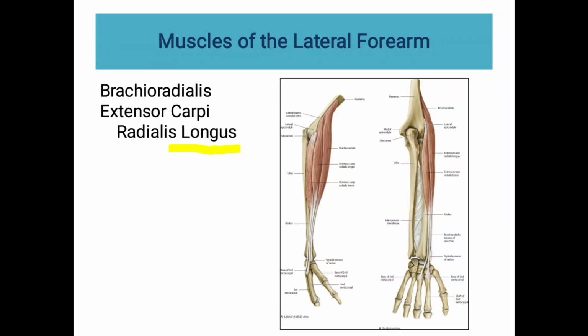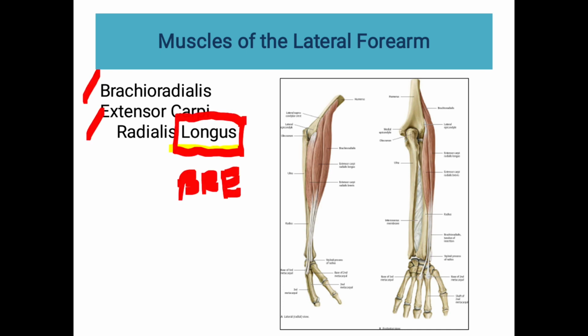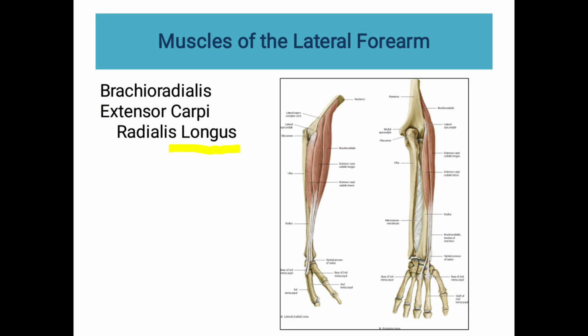Okay guys, so let's continue with the muscles of the lateral forearm. Actually, you only have two. You have your brachioradialis and you have your extensor carpi radialis longus. If you have longus, then you have brevis, right? But the brevis is located at the posterior forearm. So the longus is lateral forearm, the brevis is posterior forearm. We'll discuss that later. So let's go with the first muscle.